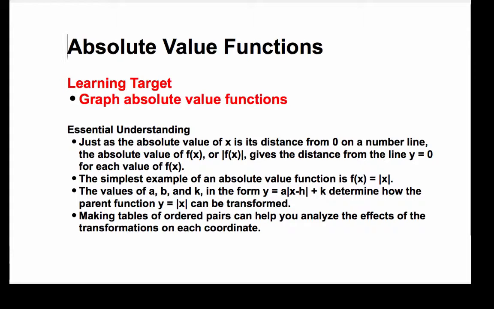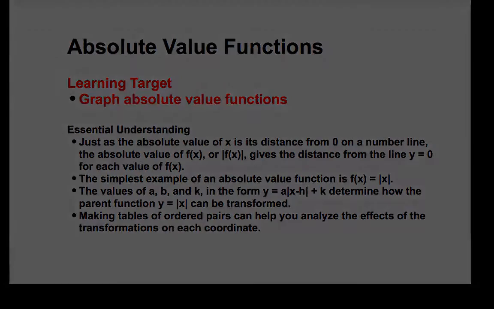The values of a, h, and k in the form y equals a times the quantity, the absolute value of x minus h, plus k, determine how the parent function y equals absolute value of x can be transformed. Making tables of ordered pairs can help you analyze the effects of the transformation on each coordinate.